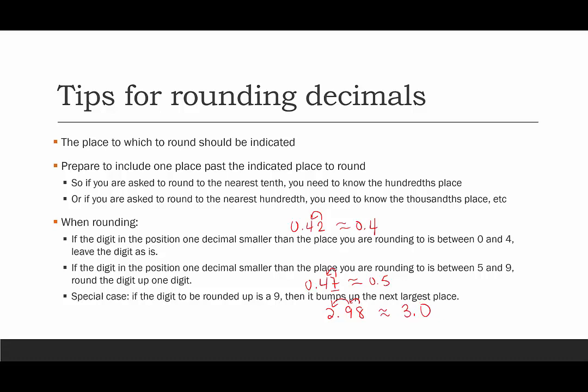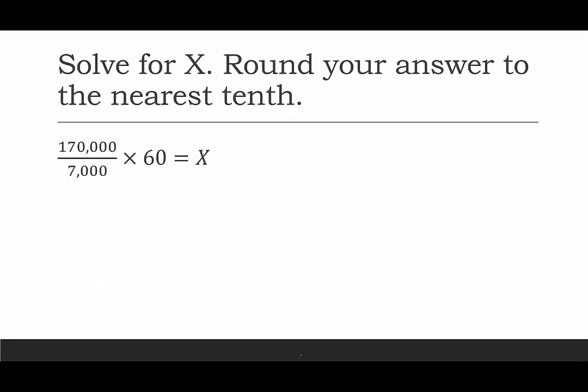We're rounding to the nearest tenth, so we do include a 0.0, even though it's 0. It's just the formality to say, look, there's my tenths place, and it's now a 0. And again, basically what this is saying is that 2.98 is closer to 3.00 than it is to 2.90. That's all it's saying.